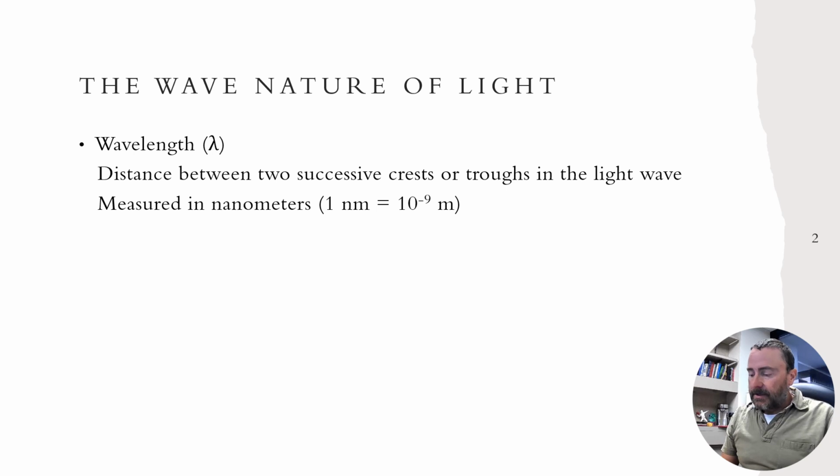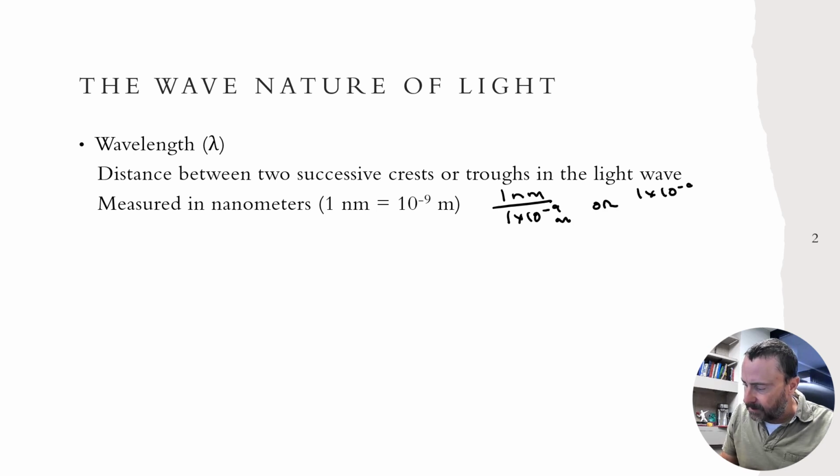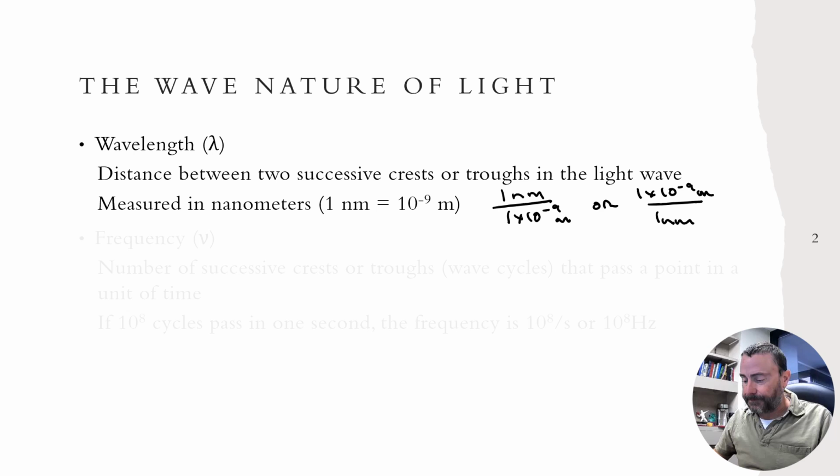That 1 nanometer is equal to 1 times 10 to the minus 9th meters. And hopefully we can remember that, right? That means that we have 1 nanometer per 1 times 10 to the minus 9th meters, or 1 times 10 to the minus 9th meters per 1 nanometer, depending on the way that we need to convert between them.